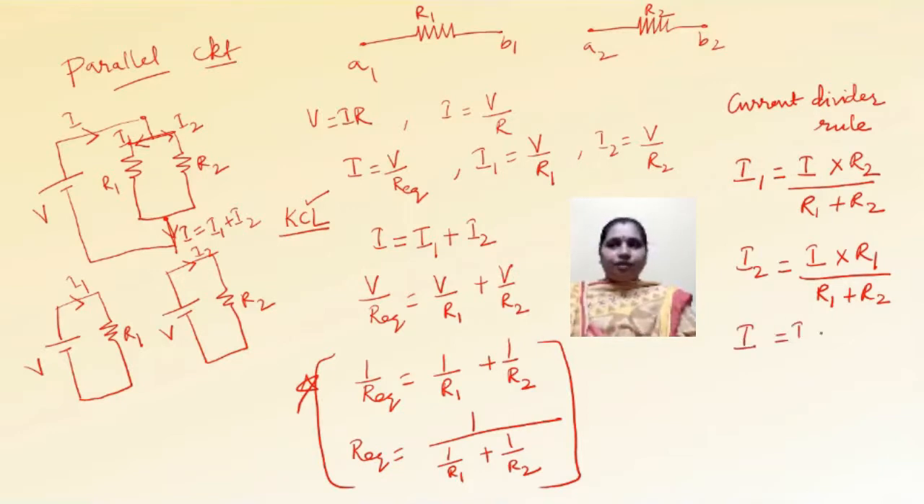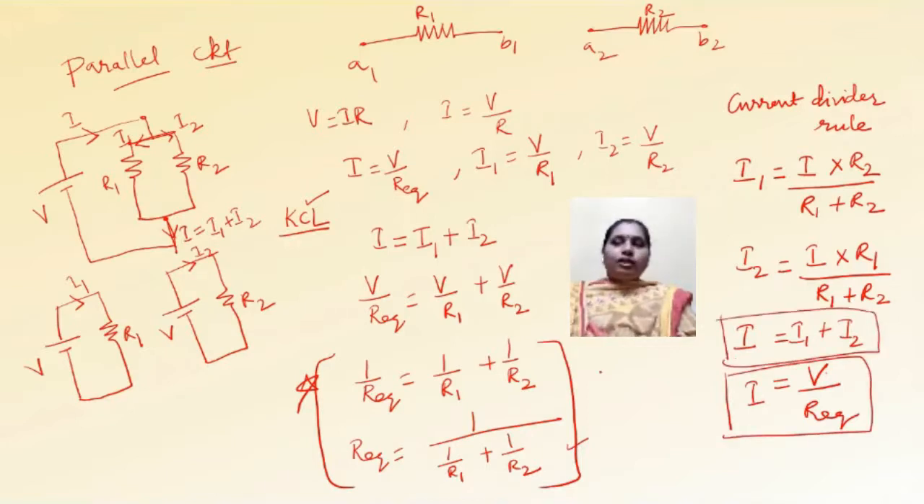If you add these, you will get the total current I, which can also be found using the formula V by R equivalent. So here you find the R equivalent value, and voltage divided by R equivalent will give you the same current. In a series circuit we use KVL and the voltage divider rule, as the current is the same throughout the circuit, so voltage will be divided. Here the voltage is the same, so current will be divided, and we use the current divider rule in a parallel circuit.